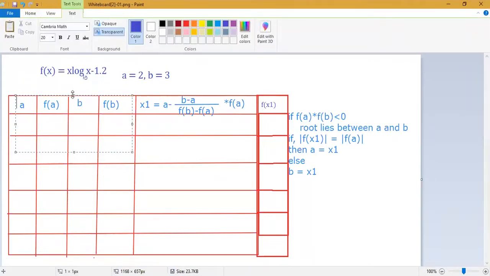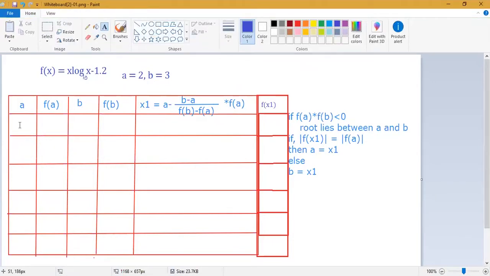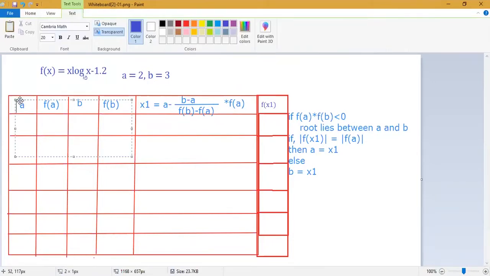What is the value of a to begin with? The value of a to begin with is 2, and the value of b to begin with is 3. So what is the value of f(a)?